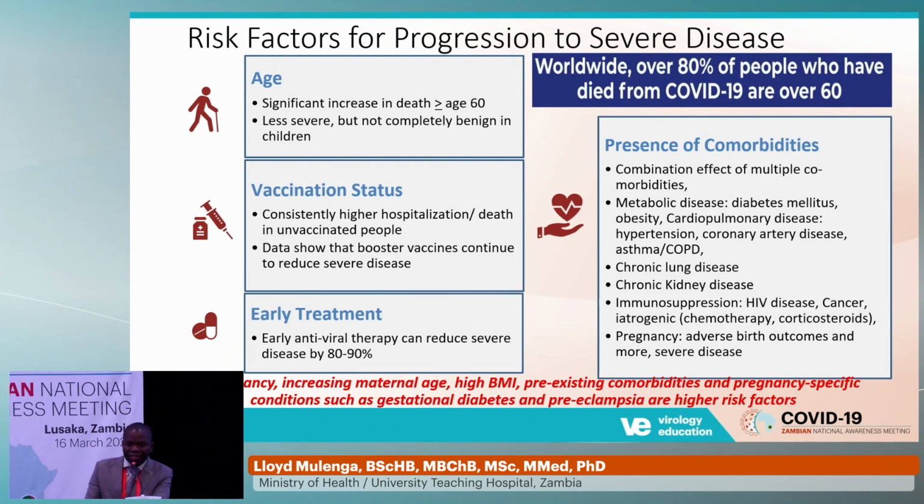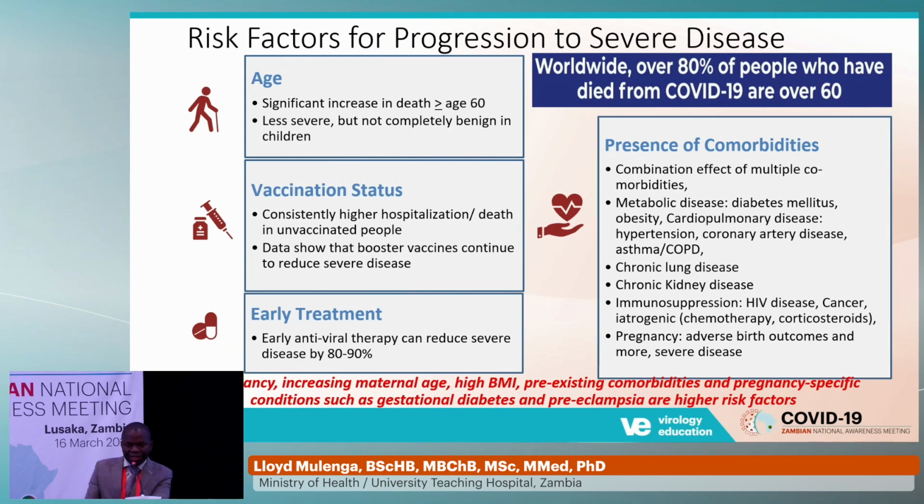Then there is the presence of comorbidities: diabetes, hypertension, cardiac diseases, chronic lung disease, chronic kidney disease as well, and people who are immunosuppressed, either with HIV or those that have malignancies. But pregnancy is also a risk factor for progression to severe disease.